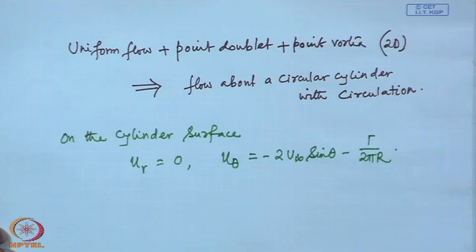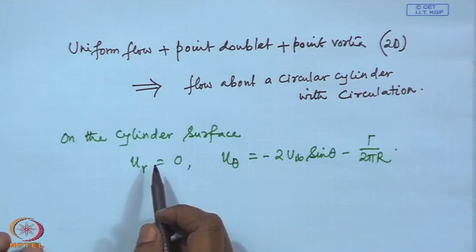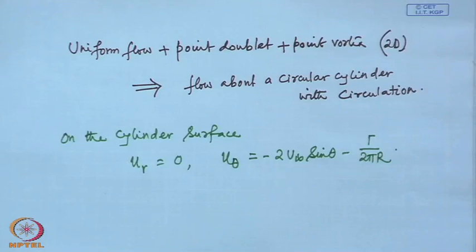And this of course satisfies the boundary condition that the radial component of velocity, which itself is the normal velocity, is 0, and this is the tangential velocity. Now, let us first locate the stagnation points. Now, u r is 0 at all points on the cylinder. So, at the stagnation point what we need is that u theta should be 0.